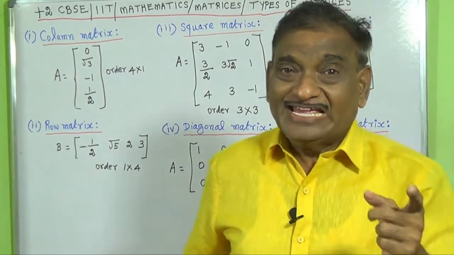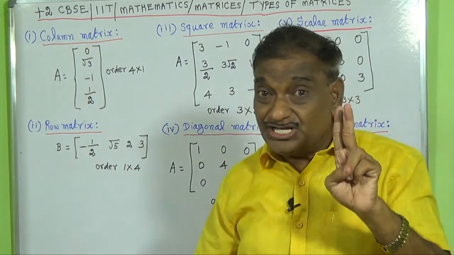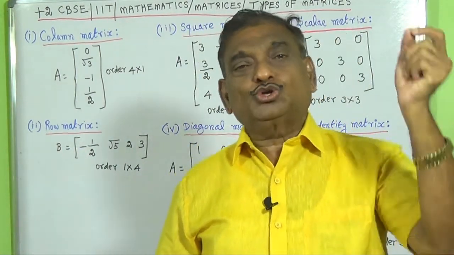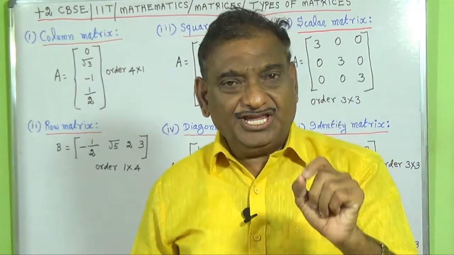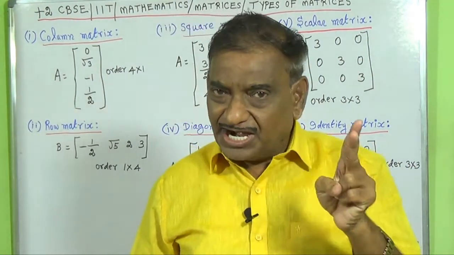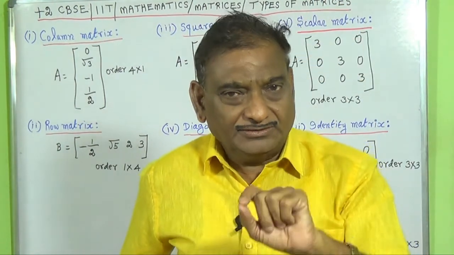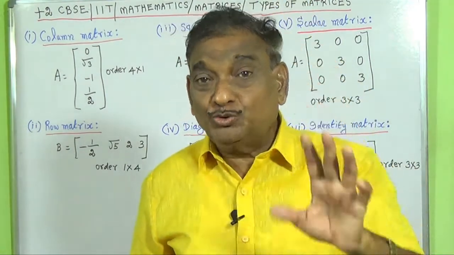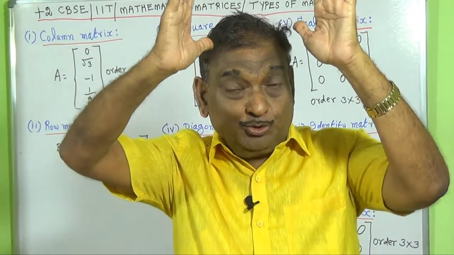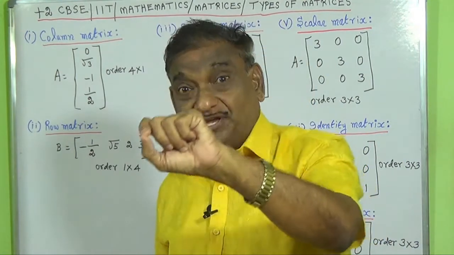Then coming to the scalar matrix. In the case of scalar matrix, 3 conditions should be satisfied. The first condition is it should also be the square matrix. That is, the number of rows should be equal to the number of columns. Second condition is there should be elements only in the diagonal. The non-diagonal elements should be 0. The third condition is the diagonal elements should be same. So these are the three conditions for the scalar matrix.